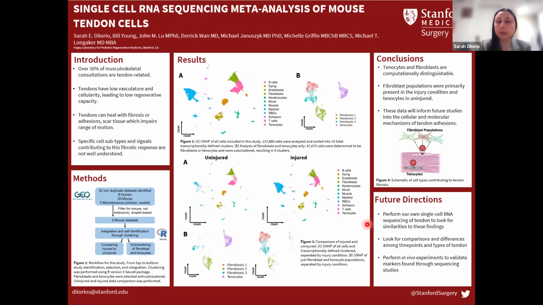Looking more specifically into our planned future directions, we hope to perform our own single-cell RNA sequencing of tendon to look for our own similarities to the findings that we saw with the publicly available data. We also hope to compare this publicly available data between different time points and types of tendon, since that data was available to us and it's a further analysis that we have planned. And then we also want to perform in vivo experiments to validate the markers that we find both in this publicly available data and then also in our own personal sequencing.